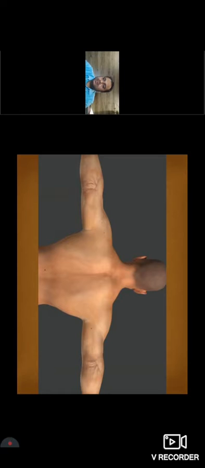So any questions so far? Any experiences that you would like to share? Any cases that you feel could be because of trigger points? Can you hear me?